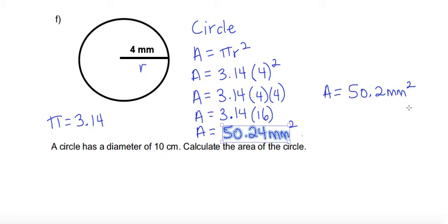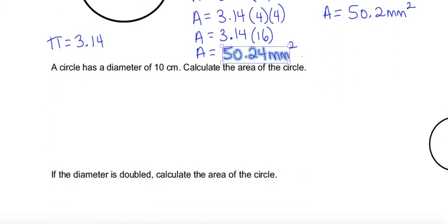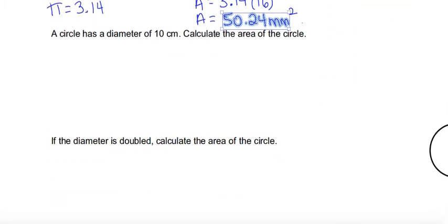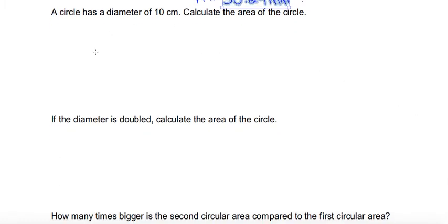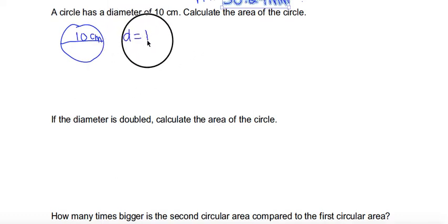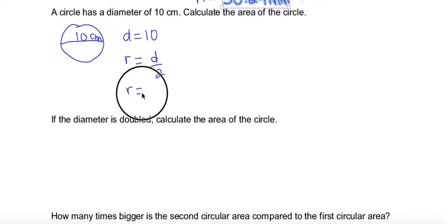The next question looks at a circle. This time the circle has a diameter of 10. So if it's helpful for you to draw a picture, you can. So there's my circle, and my diameter this time is 10 centimeters. Remember that if the diameter is 10, my radius is the same as my diameter divided by 2, or in this case 10 divided by 2, which is 5.